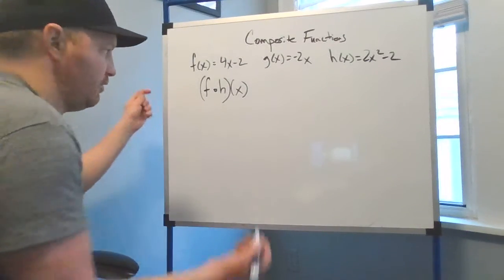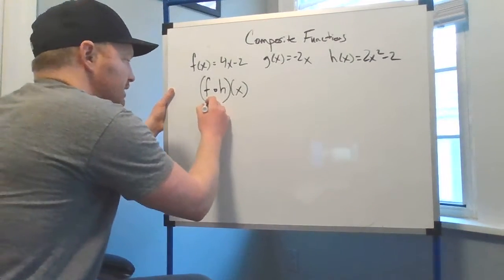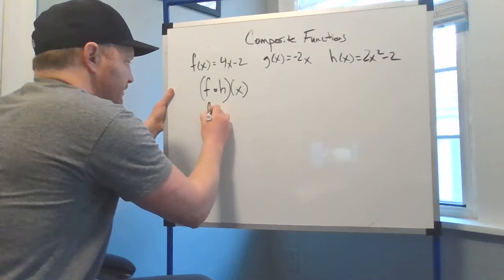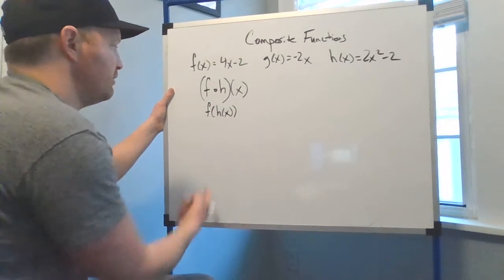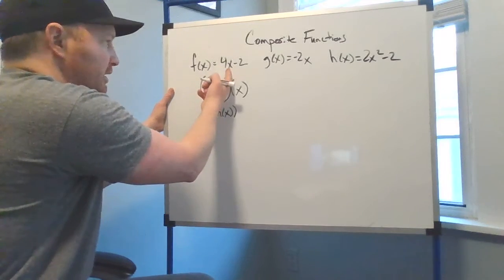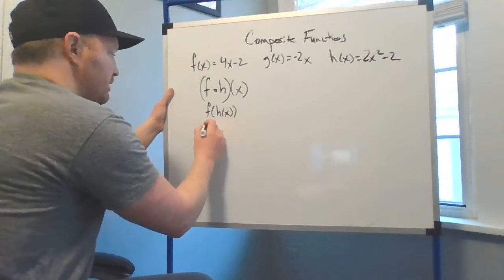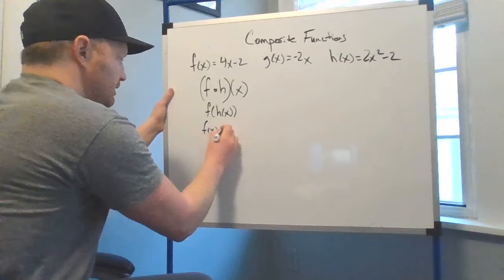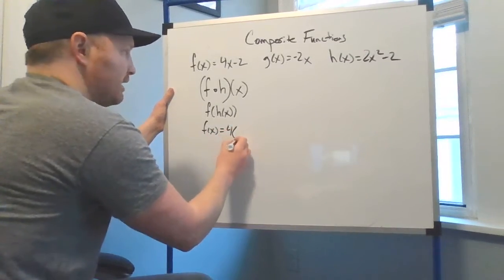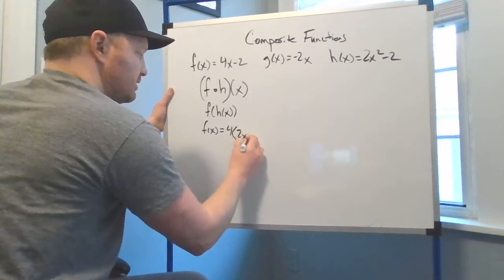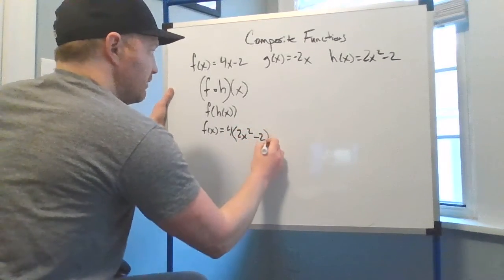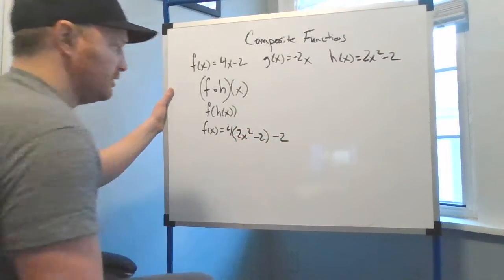So again, if you want to do this for yourself so you don't get confused, you know this means the same as f of h of x. So put this in place of the x right here. Now the f of x expression will equal 4 times, put this entire expression in place of x. So now this is 2x squared minus 2, minus 2.